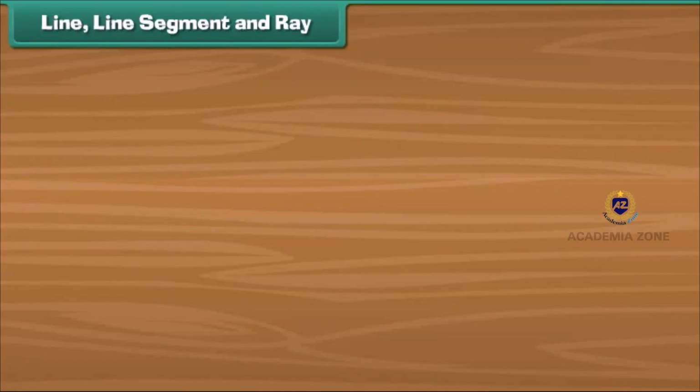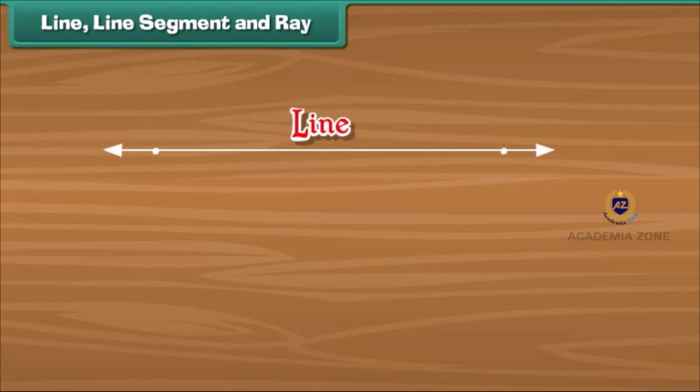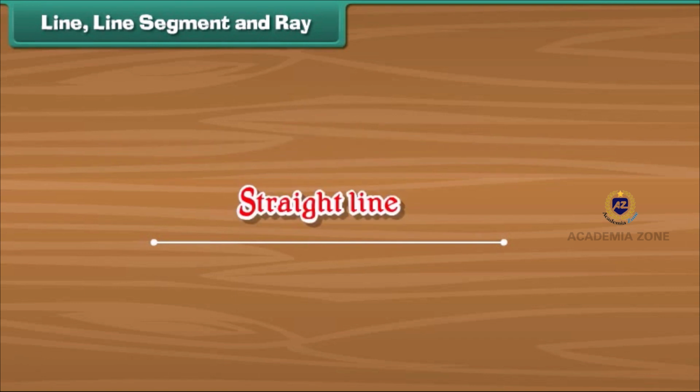Line, line segment and ray. A line is a group of points on a straight path. Plot 2 points. Join them. The result is a straight line. A line has no endpoints. It can be extended infinitely from both sides.